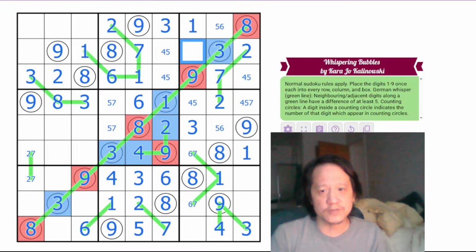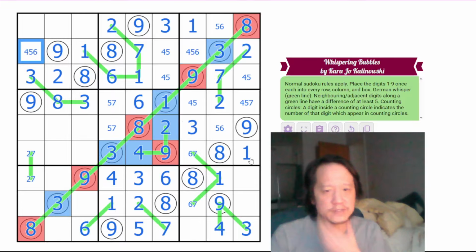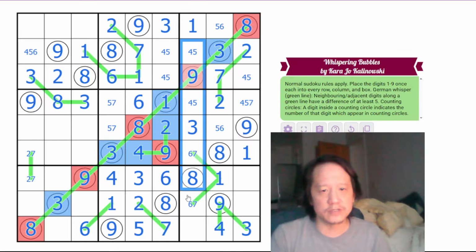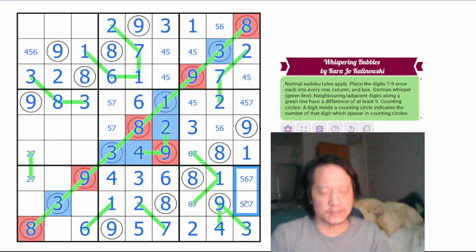That leaves us 4, 5, and 6. This is 4, 5, and 6. This can't be 6 because of the 6, 7 pair in the column. That leaves us a 4, 5 pair here, which makes this a 2. That leaves us 5, 6, and 7.